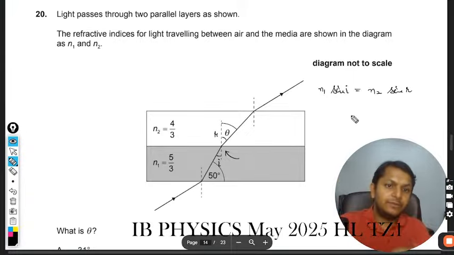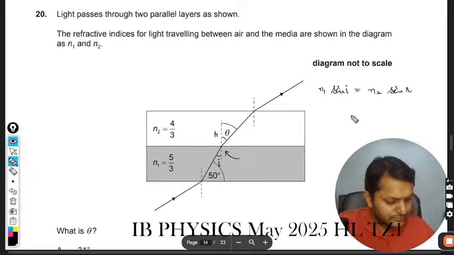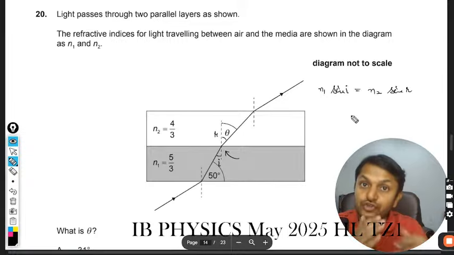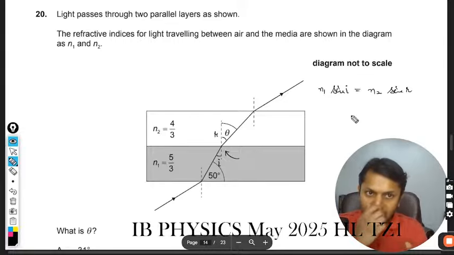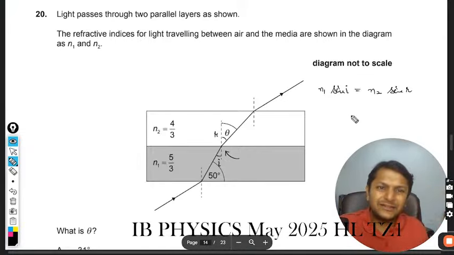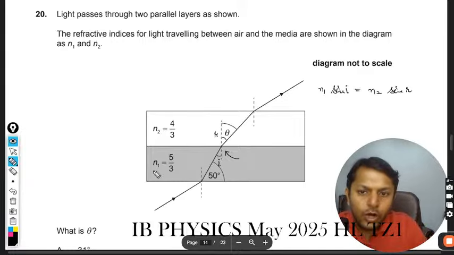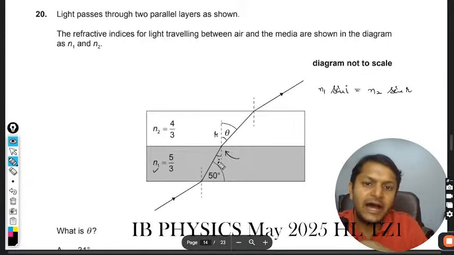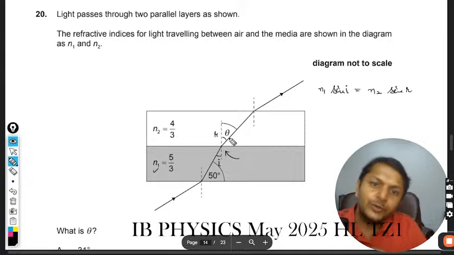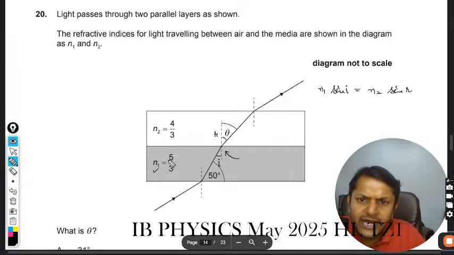Okay, let me check the data booklet once again. Yes, they are definitely using the ratio pattern, like N1 by N2 is equal to sine theta 2 by sine theta 1. But I believe this method is better for remembering Snell's law. N1 is the refractive index of this medium, I is the angle in this medium, N2 into sine R. So let us apply that.